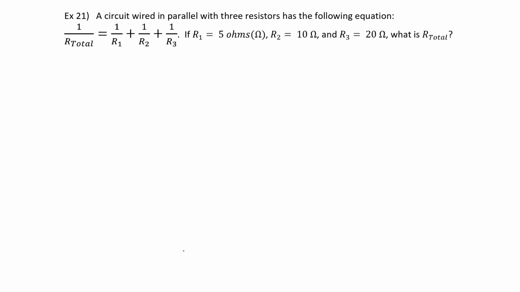This looks like an electricity problem. A circuit wired in parallel with 3 resistors has the following equation. So you can see this equation is actually a fraction. We have 1 over the total resistance equals 1 over the resistance of the first one, plus 1 over the resistance of the second one, plus 1 over resistance of the third one. And here we've defined what some of these variables are. R1 is 5 ohms. That is what the symbol for ohms looks like. It's the Greek letter omega. R2 is 10 ohms, and R3 is 20 ohms.